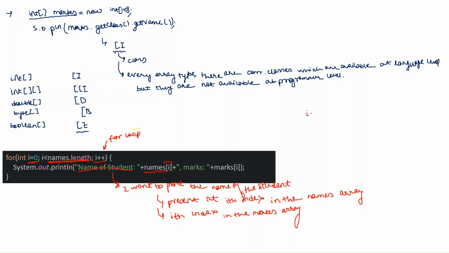When i equals 0, it prints the name which is present at the 0th index, along with the marks of that particular student present at the 0th index. When i equals 1, it moves to the first index in names, and similarly for marks, and so on till i is 9. When the value increments to i equals 10, this condition becomes false, and the body of this loop is not executed anymore. I hope these things are clear.